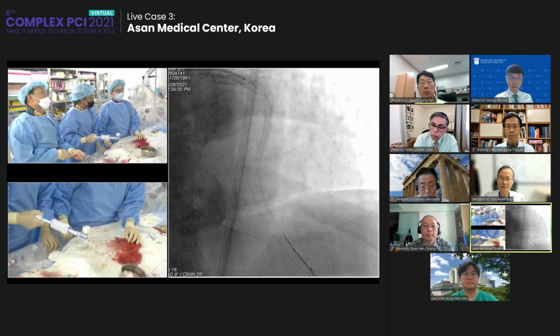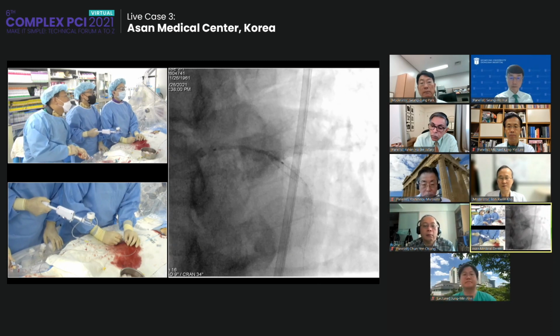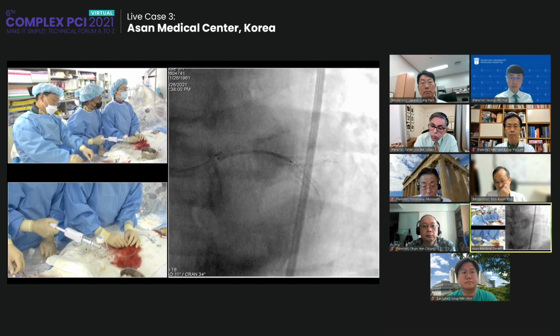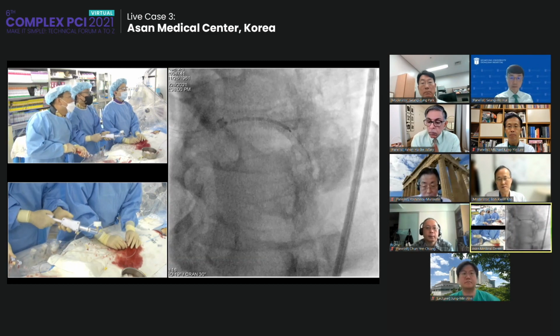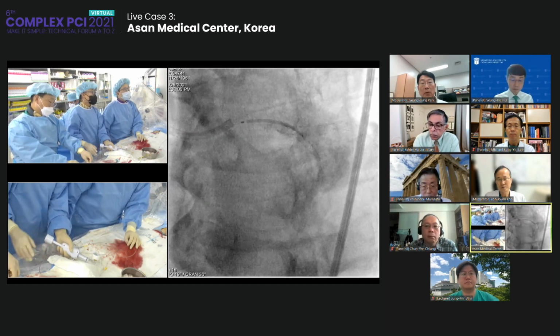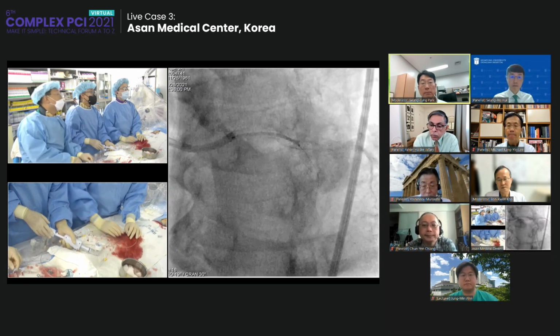Then we would like to cover the left main. Great. A bit more shallow, slightly LAO over here. Okay, I think it's good. And the booster, can you check the spider views?